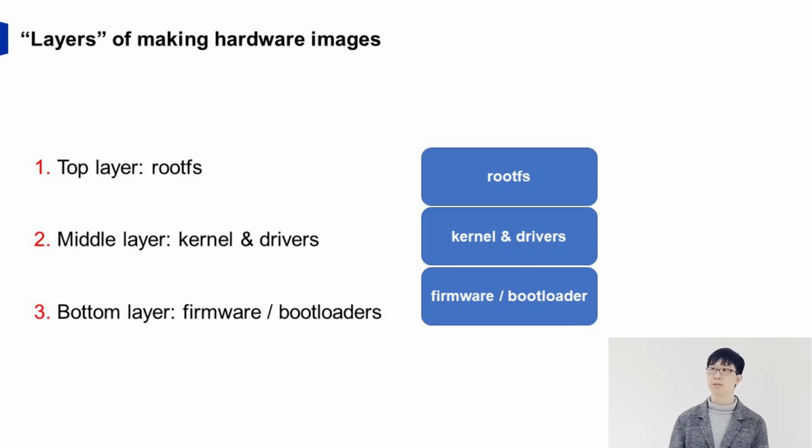There are several portions to consider when making an OS image for hardware: rootfs, kernel and drivers, then firmware and bootloader. Their relations are shown in this graph. It's like a layer cake to some degree. rootfs in the top layer, kernel and driver in the middle layer, and firmware and bootloader in the bottom layer.